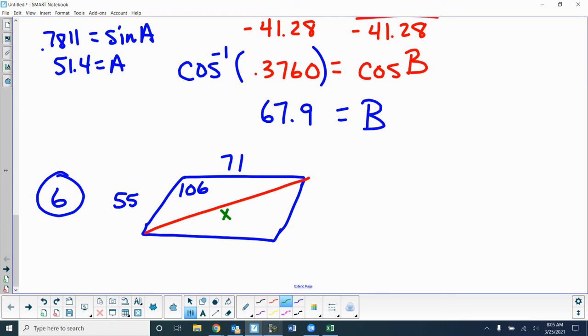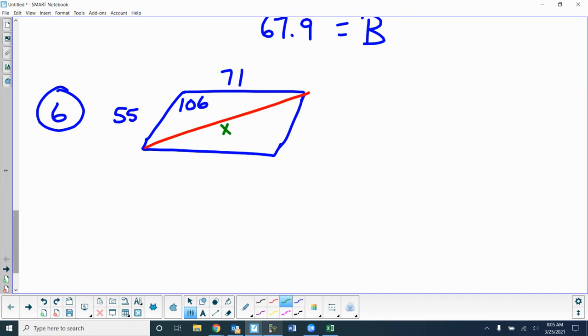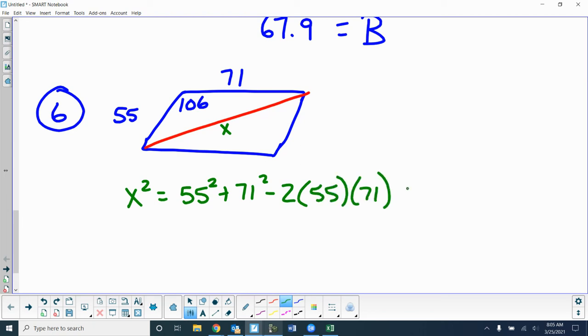So x squared. Do it under here so we got room. X squared equals the other two sides squared added, minus 2 times the other two sides times the cosine of the angle. So again, you put all that in, and that's x squared, which was 10,218.7.